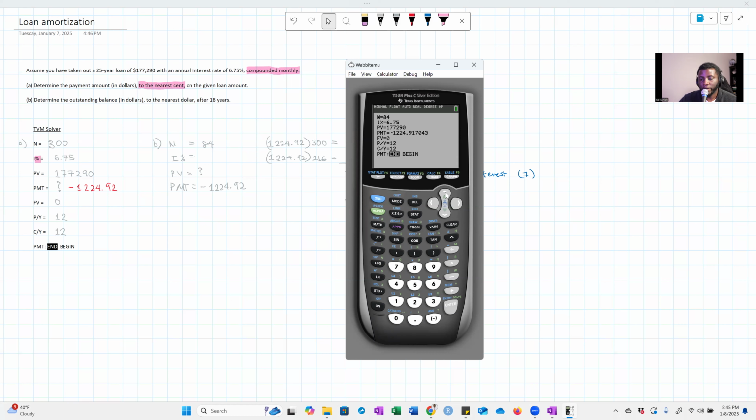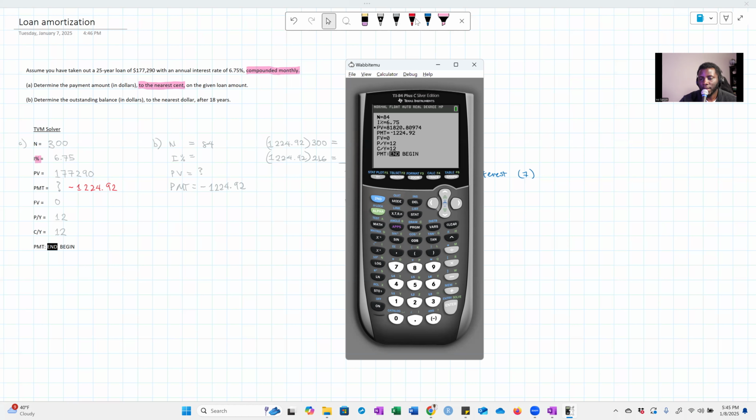The payment remains the same. I'll leave it with the decimal, although a lot of times you might just want to put a 2 there and then delete everything, because this is technically what you would be paying and not the entire decimal. And then we'll go back up to present value and solve.